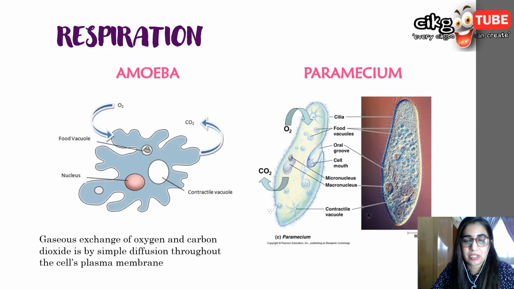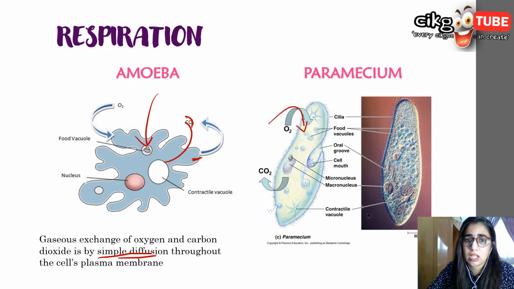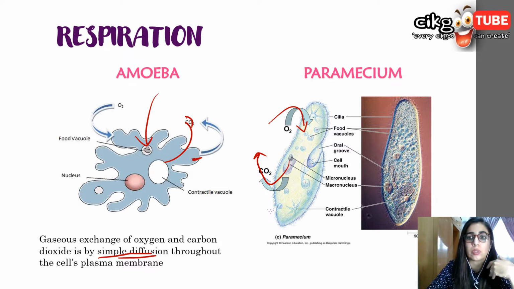Now let's look at the respiration process of amoeba and paramecium. The gas exchange of oxygen and carbon dioxide is by simple diffusion throughout the cell's plasma membrane. Very easy: oxygen is taken in, carbon dioxide is released out, and it happens in the cytoplasm. The same goes for paramecium. Oxygen is diffused in and carbon dioxide is diffused out without any system, because it's unicellular, one cell thick, so it can carry out simple diffusion by itself. Easy.